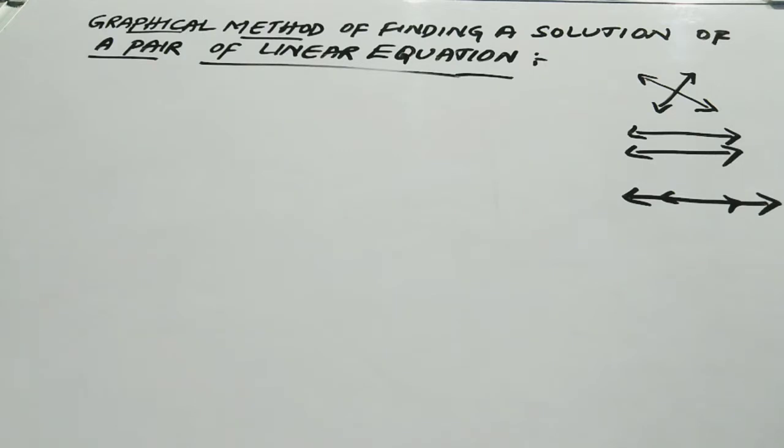You will get these whenever you are finding a solution by using the graphical method for a pair of linear equations. In part 1 of the graphical method, we did one example problem and showed how the straight lines intersect with each other. We will do some more examples to get a clear understanding of this graphical method of finding a solution of a pair of linear equations.